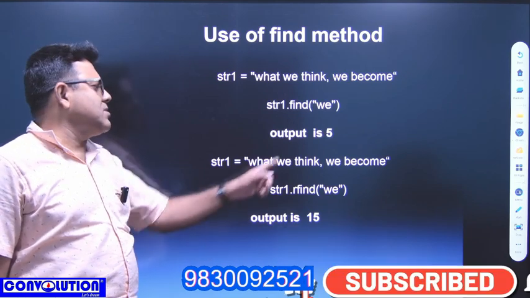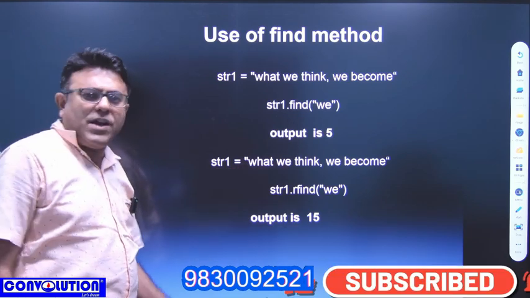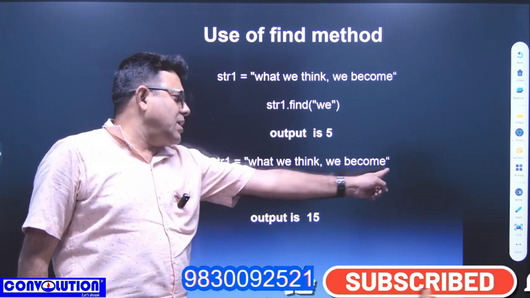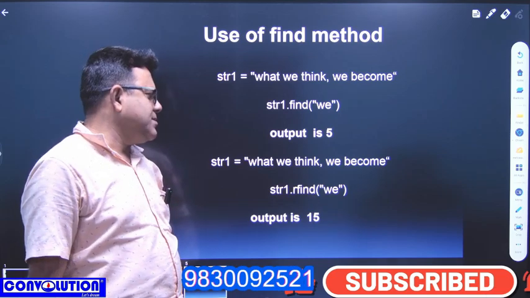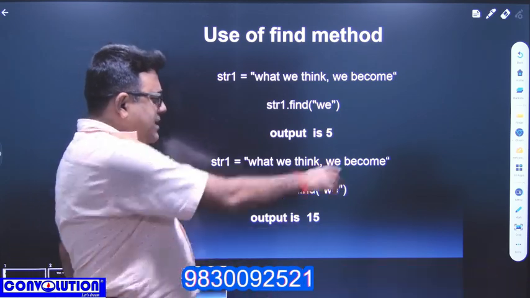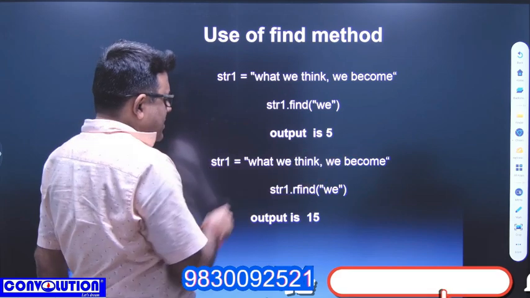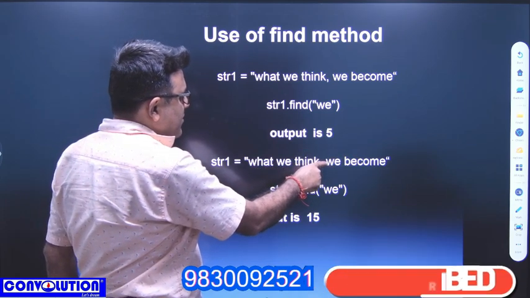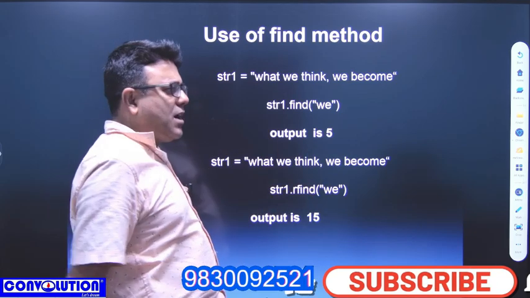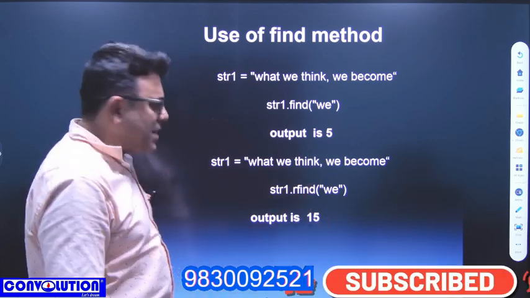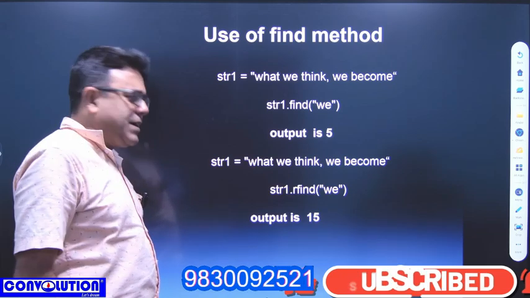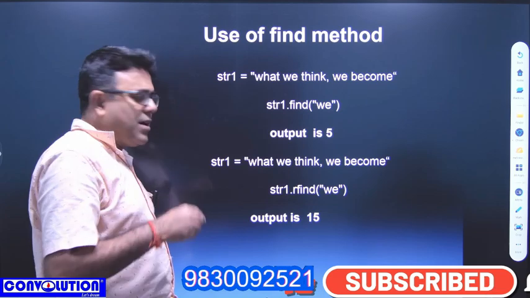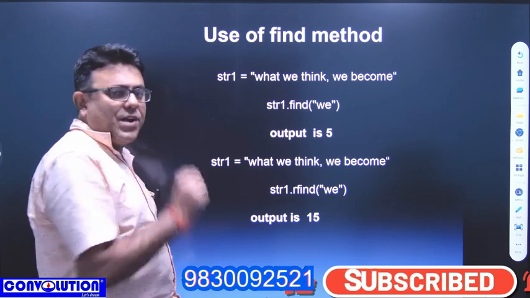Now what is the significance of this rfind method? The rfind method will try to find out the position of v, but it will start from the end of the statement. If we start counting from here, 0, 1, 2, 3, 4, 5, 6, 7, 8, 9, 10, 11, 12, 13, 14, 15. So rfind will try to find out the position of the particular word from the right hand side. That's why along with the find method I am using r.